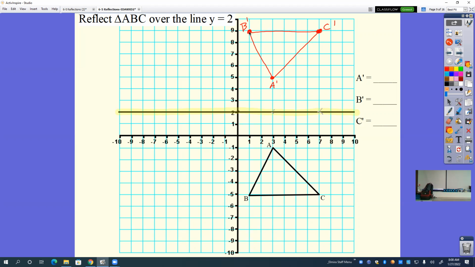Again, it's done the same way. So 3, 5. B prime would be 1, 9. And C prime would be 7, 9. Over the x equals 7 and up to +9.